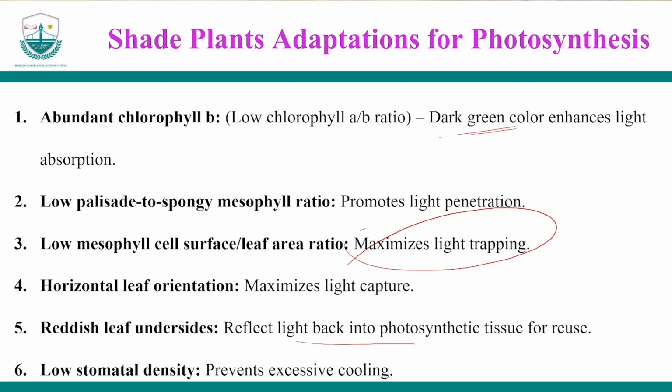So remember, light is either absorbed, transmitted, or reflected. That means that if light is transmitted and then lands on another surface, it can still be reflected back. So having reddish leaf undersides helps in reflecting that light, and it can be used again.